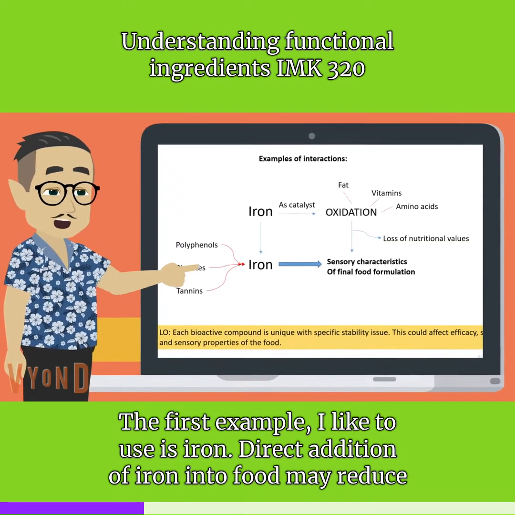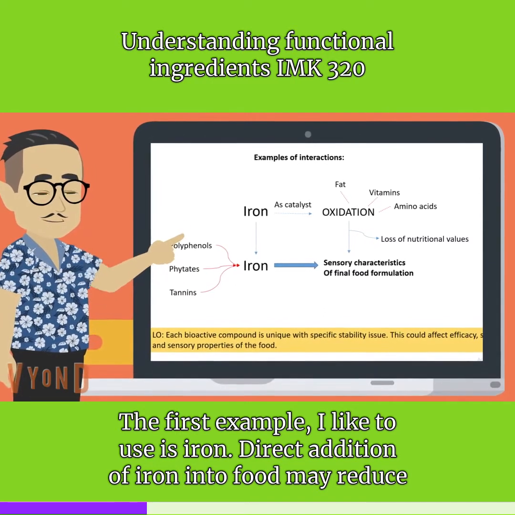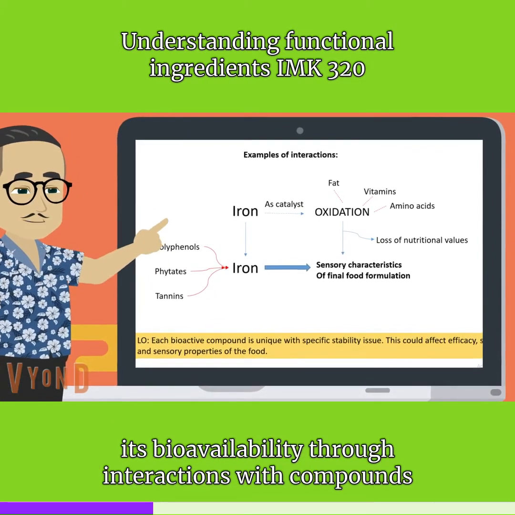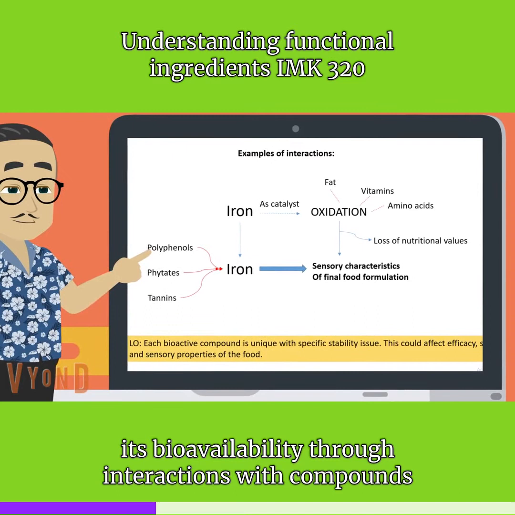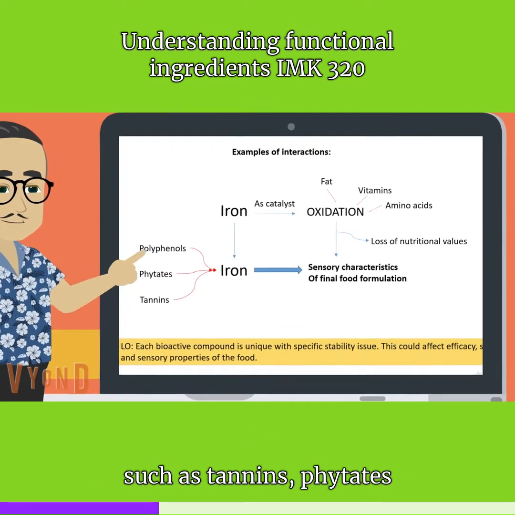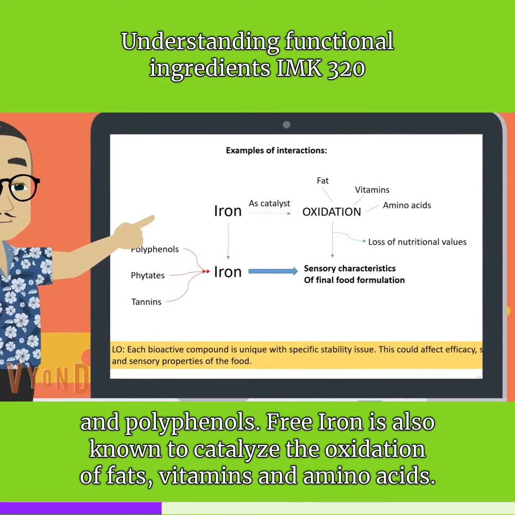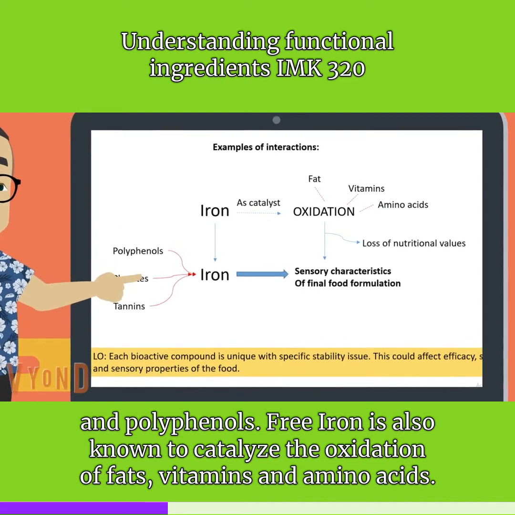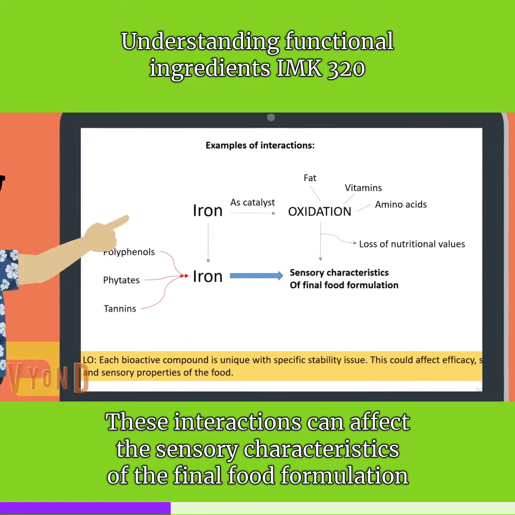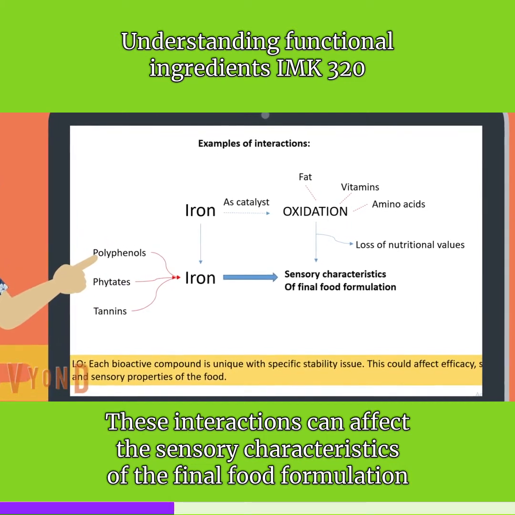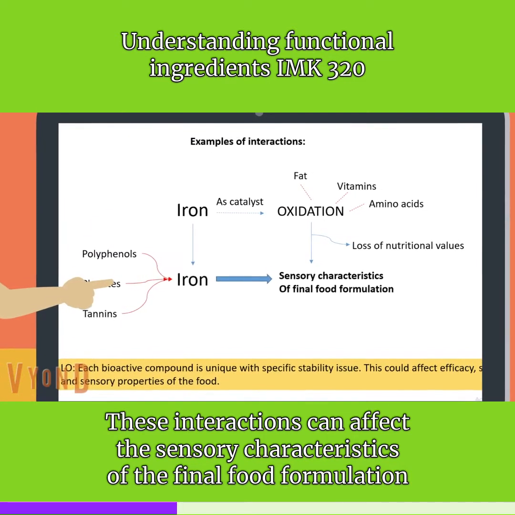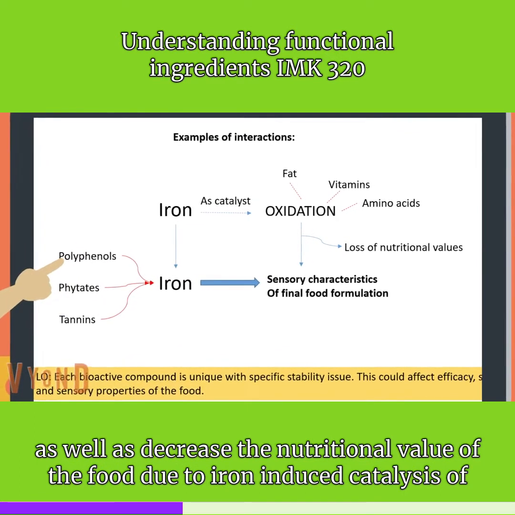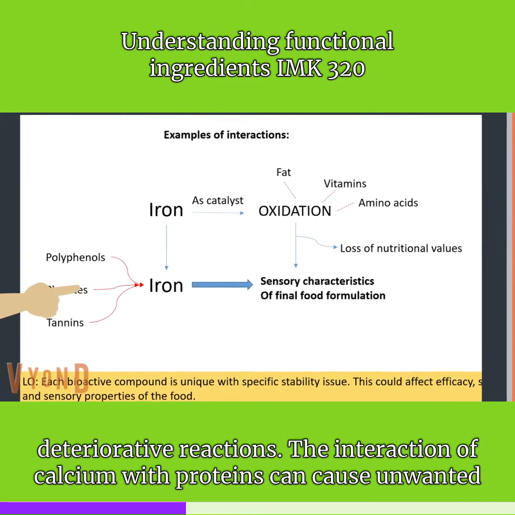The first example I'd like to use is iron. Direct addition of iron into food may reduce its bioavailability through interaction with compounds such as tannins, phytates, and polyphenols. Free iron is also known to catalyze the oxidation of fats, vitamins, and amino acids. These interactions can affect the sensory characteristics of the final food formulation, as well as decrease the nutritional value of the food due to iron-induced catalysis of deteriorative reactions.